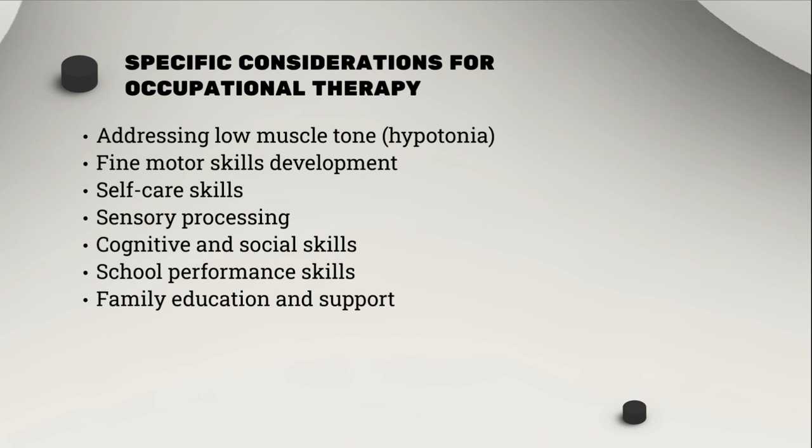Specific considerations for occupational therapy. It should really focus on building the child's ability to participate in daily activities and meaningful occupations, so motor development, communication, self care, and social participation. It should focus on visual supports, routine and repetition, adaptive tools, interdisciplinary collaboration, and the at-risk medical issues need to be monitored.